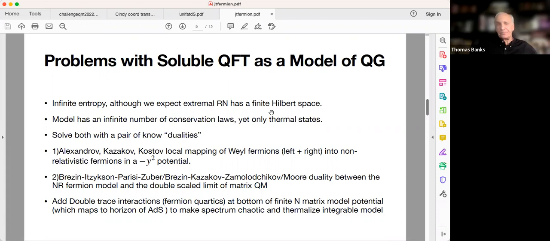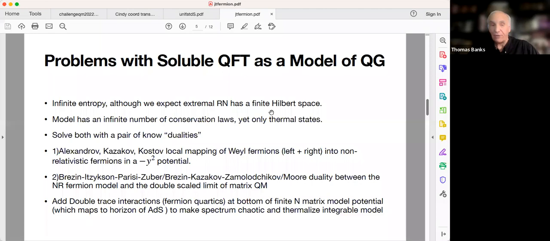That's problem number one. The second problem, which in some sense is even more serious, is that this model, as we've described it, has an infinite number of conservation laws. And that's true of anybody's way of solving these models of JT gravity coupled to conformal field theories. The conformal field theories always have an infinite number of conservation laws, and those are not violated by JT gravity. And yet we have only thermal states. In models that really have an infinite number of conservation laws, integrable models, there are generalized thermal ensembles in which you fix the values of all of the different conservation laws.